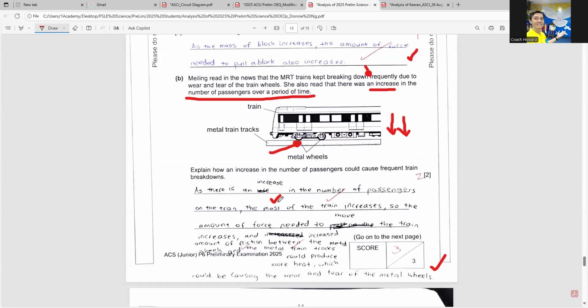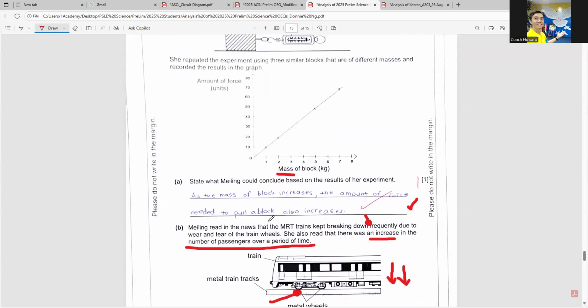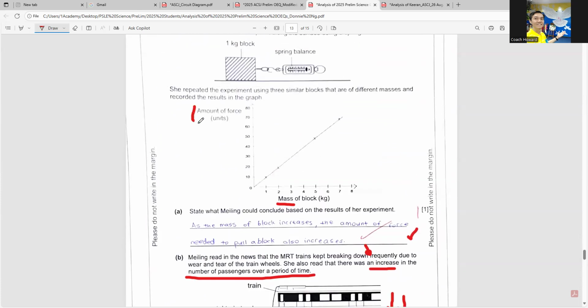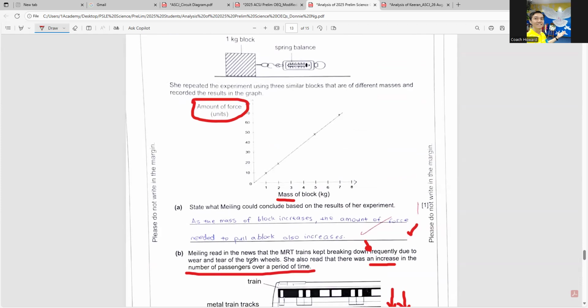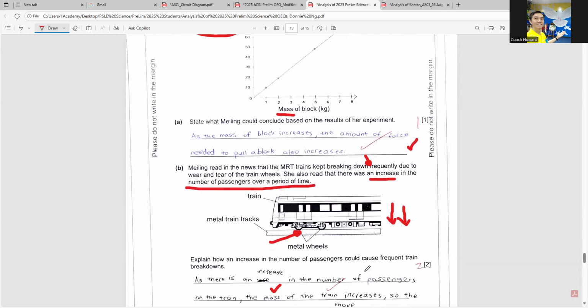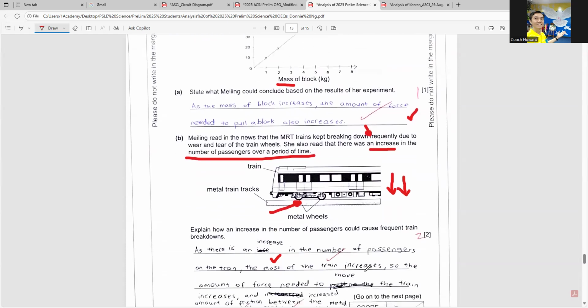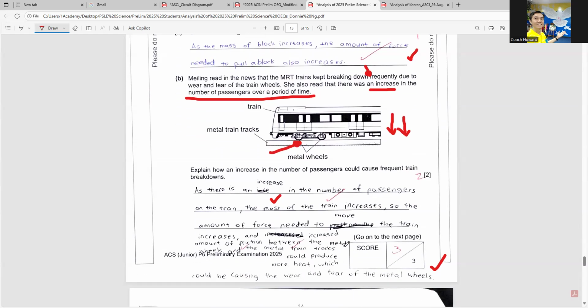You can see here, he identified the common denominator, the mass of the train, and what does this additional mass cause? This additional mass will cause an increased amount of friction. The force in this question is a frictional force. Additional mass causes additional frictional force between what? When you talk about friction, you must always indicate friction between the metal wheels and the metal train track. This will produce more heat, which will cause the wear and tear of the metal wheels.